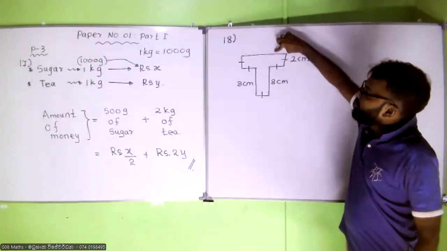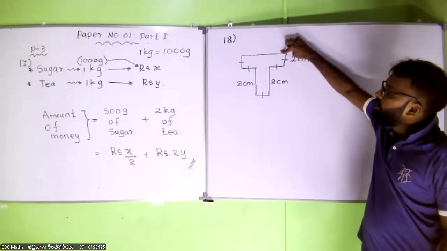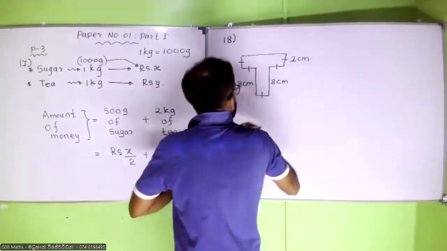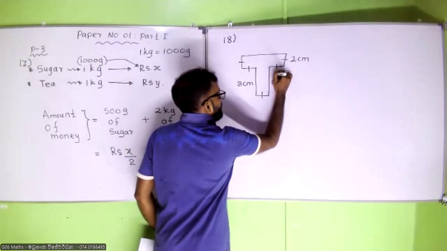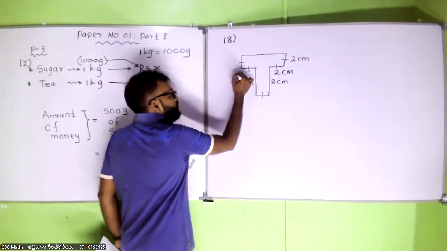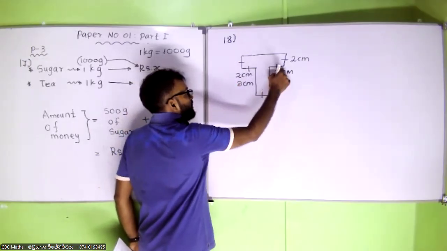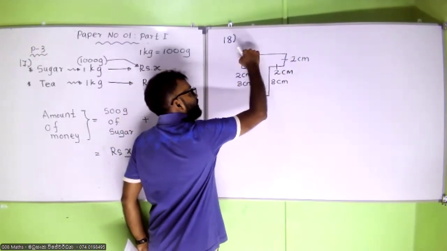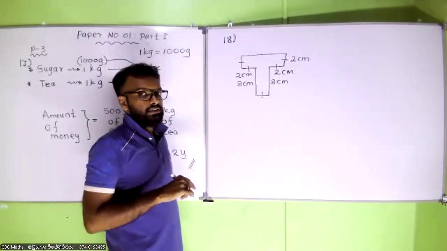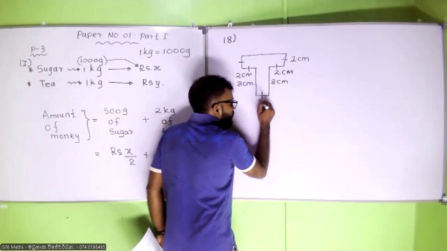Okay, so we need to obtain this length. Correct? And we know this length is 2 centimeters. And this particular length is also 2 centimeters. Because we do not know this length, we need to find that. And we know this length is also 2 centimeters.